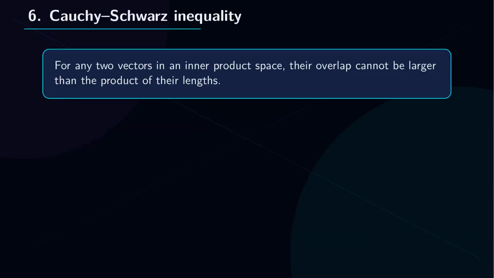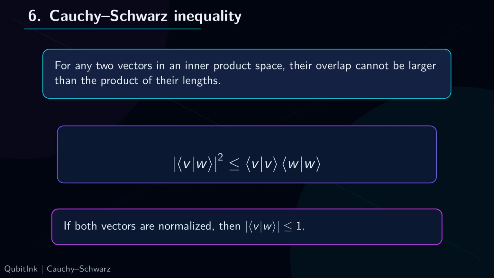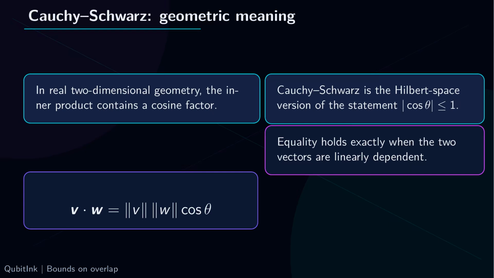The Cauchy-Schwarz inequality places a fundamental bound on the overlap between two vectors. Their overlap cannot exceed what is allowed by their lengths. Mathematically, the squared magnitude of the inner product is at most the product of the two self-inner products. If both vectors are normalized, each self-inner product equals 1, so the magnitude of their overlap can never exceed 1. In ordinary real geometry, a dot product contains the factor cosine theta. Cauchy-Schwarz is the corresponding Hilbert space bound. Equality occurs when the two vectors are linearly dependent.